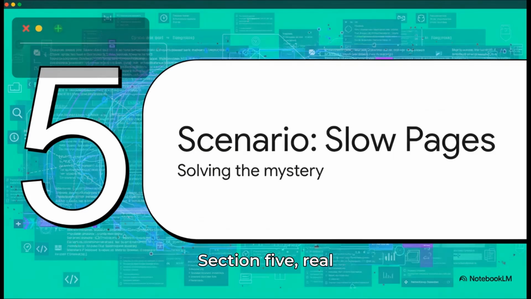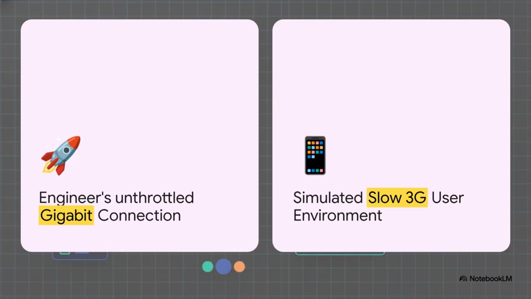Section 5. Real scenario, slow pages. Okay, let's bring all these incredible tools together and solve that vague "page is slow" ticket we talked about earlier. Now, as an engineer, you're probably sitting on a blazing fast gigabit connection. To genuinely reproduce the user's issue, you have to level the playing field. Chrome DevTools includes a throttling engine that doesn't just cap your bandwidth, it actually simulates real-world latency. You absolutely must use these network throttling profiles to recreate the user's degraded network environment. By simulating a slow 3G connection, you get to see how the page actually behaves out there in the wild.